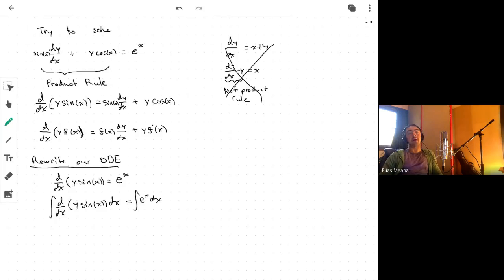And what we get on the left side is trivial, right? The left side is just going to give us y sine of x. The integral of a derivative is the function itself, right? And on the right side, of course, we just get e to the x plus c. Right? Everybody following me so far?